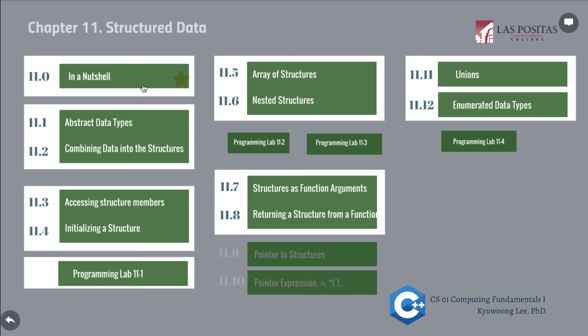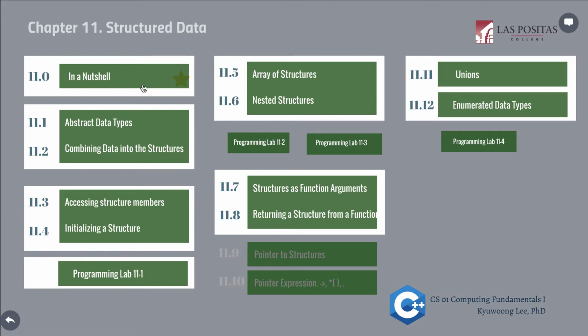Now we start Chapter 11, Structured Data. The structure is one of the abstract data types. Abstraction is the general model of something. For example, when we think of the term dog, it defines the general type of animal. When we name some specific value for the property, we can imagine the specific breed of the dog. In this chapter, we will define one of the abstract data types using the structure type.